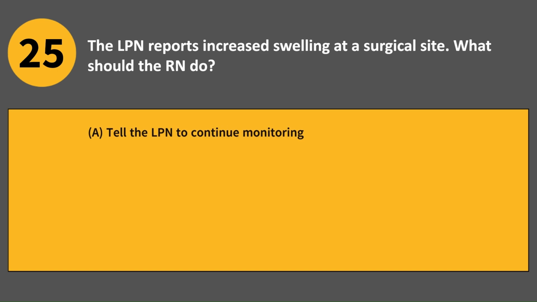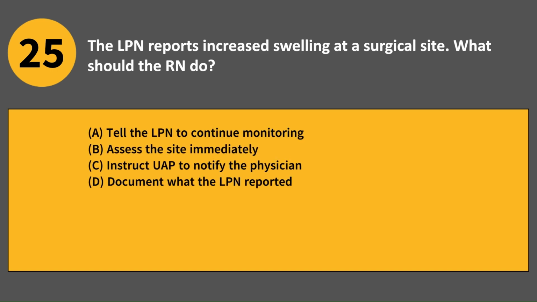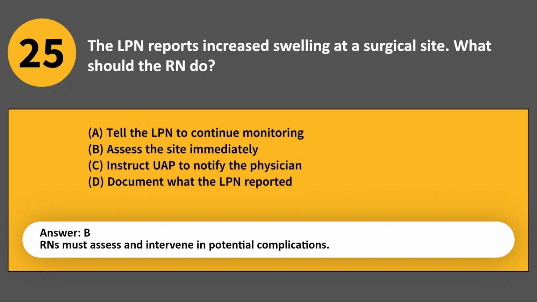The LPN reports increased swelling at a surgical site. What should the RN do? A. Tell the LPN to continue monitoring. B. Assess the site immediately. C. Instruct UAP to notify the physician. D. Document what the LPN reported. Answer: B. RNs must assess and intervene in potential complications.